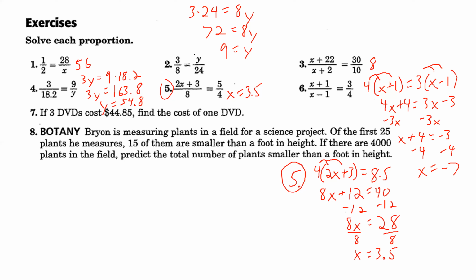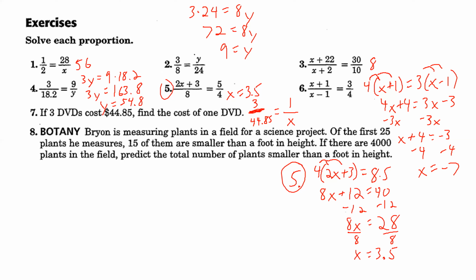All right. For number 7, if 3 DVDs cost $44.85, find the cost of 1 DVD. Well, you could do this a couple ways, but again, since we're doing proportions, I'm going to set up a proportion. We have 3 DVDs equals $44.85. Set the proportion. What's 1 DVD going to cost? Well, 1 over an unknown value. Again, you don't have to do it this way, but for the idea of what we're doing here, we're going to set it up as a proportion.